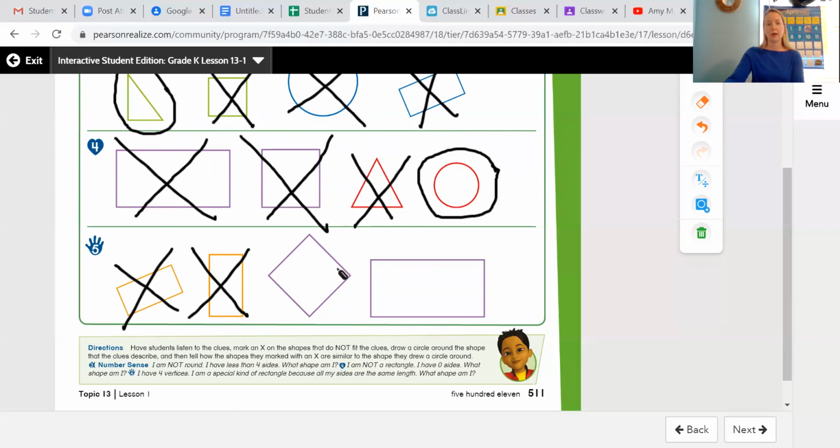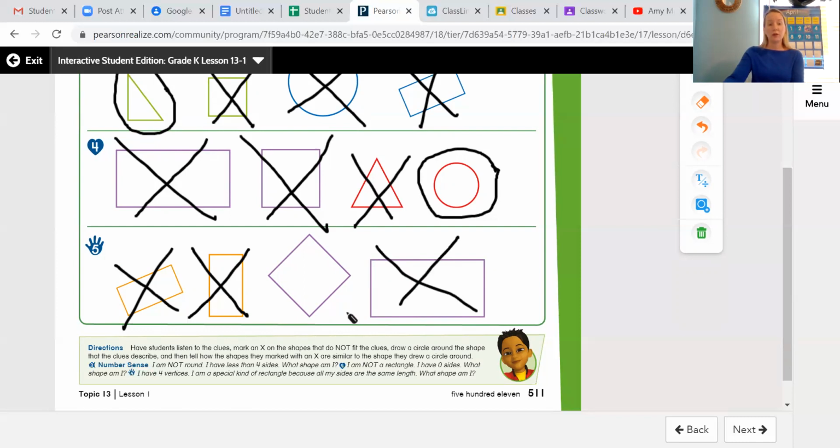Ooh, what about this guy? Are his sides all the same length? Yes, they are. So we're not going to cross him out just yet. Let's go to this one. Does this rectangle have all the same length of sides? Nope. We're going to cross him out.